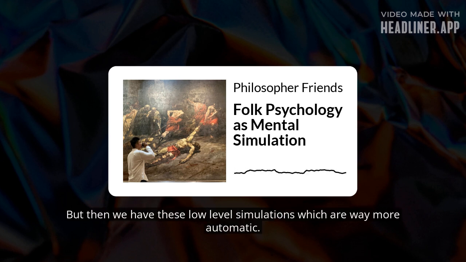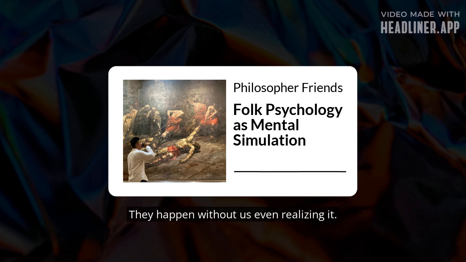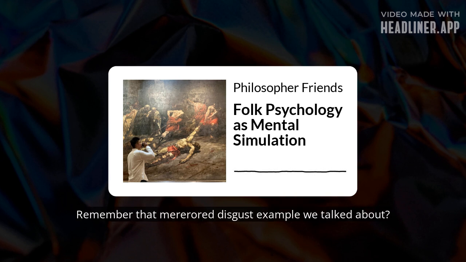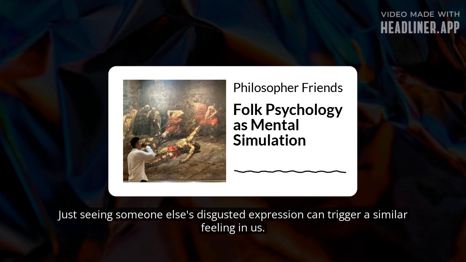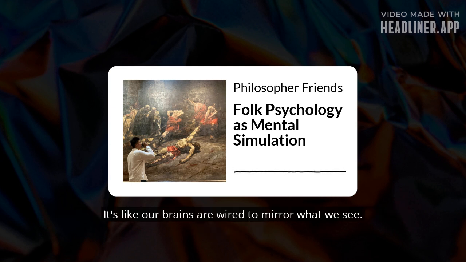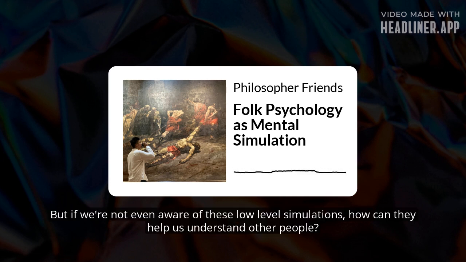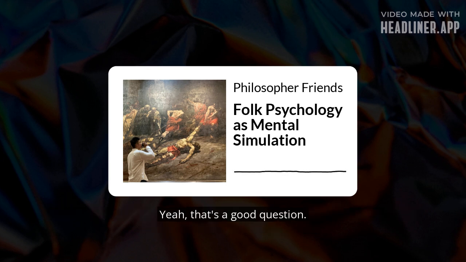It seems to be, but then we have these low-level simulations, which are way more automatic. They happen without us even realizing it. Interesting. Like what? Remember that mirrored disgust example we talked about? Just seeing someone else's disgusted expression can trigger a similar feeling in us. Right. It's like our brains are wired to mirror what we see. Exactly. But if we're not even aware of these low-level simulations, how can they help us understand other people? Yeah, that's a good question.